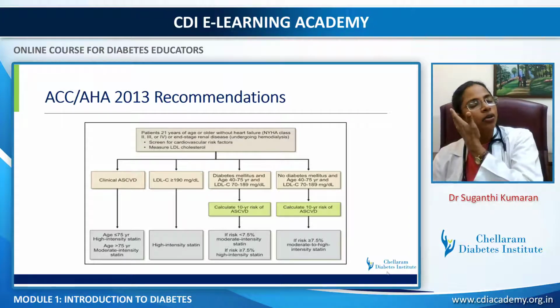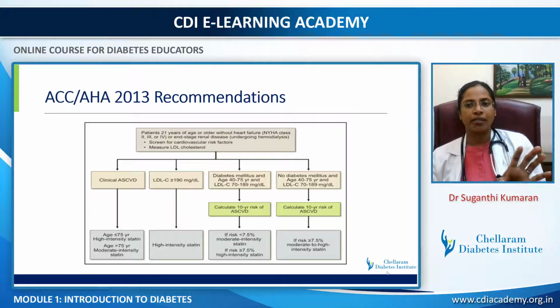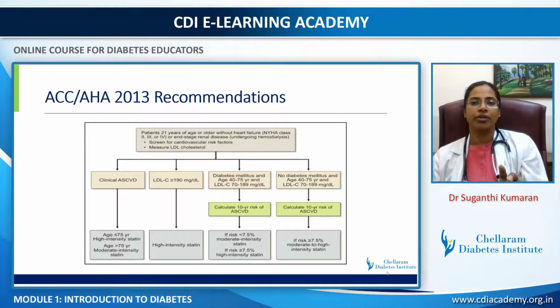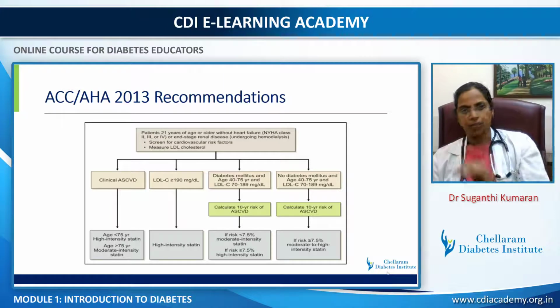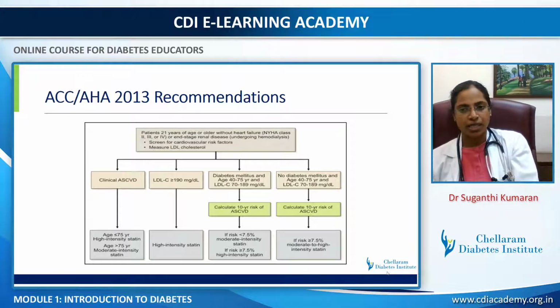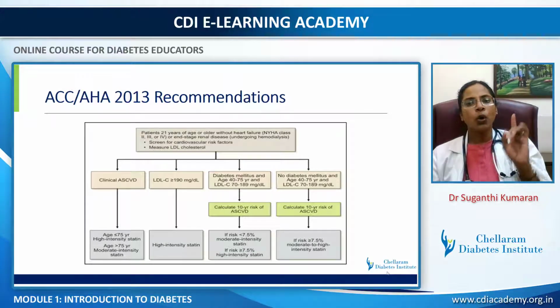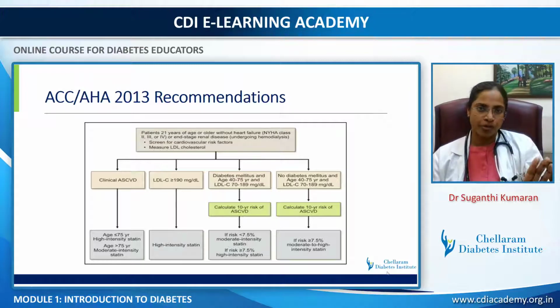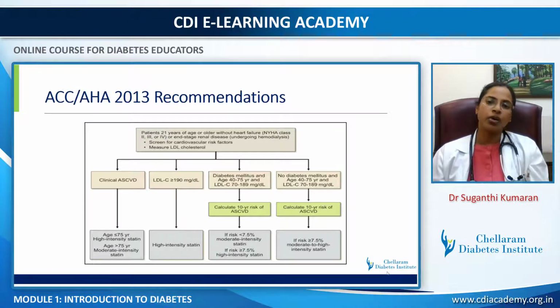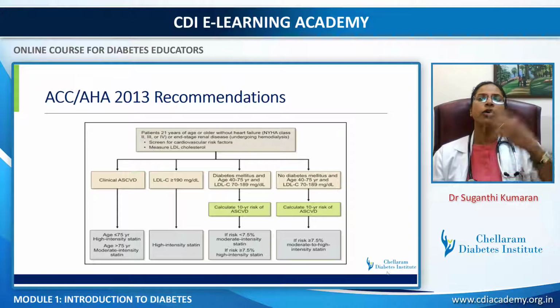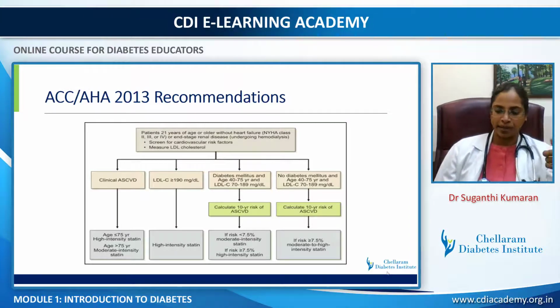Now, the next category, or the fourth category, where the patient does not have diabetes, however, age is between 40 to 75, LDL cholesterol is between 70 to 189. Again, the next step is to calculate the 10-year risk of ASCVD. Only if the risk is greater than or equal to 7.5, then we start them on either moderate or high intensity depending on how many more risk factors keep adding.